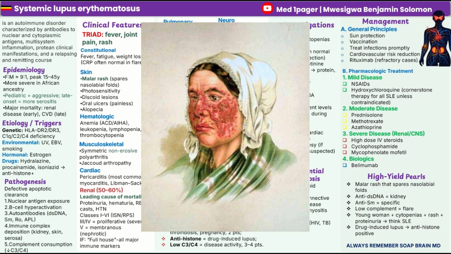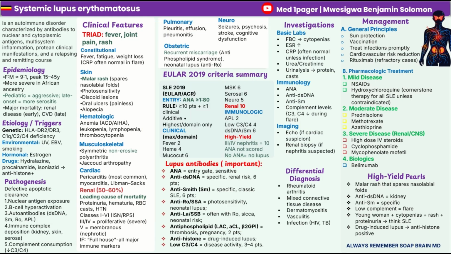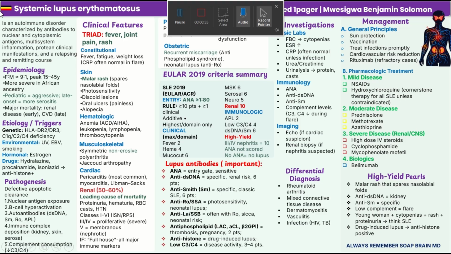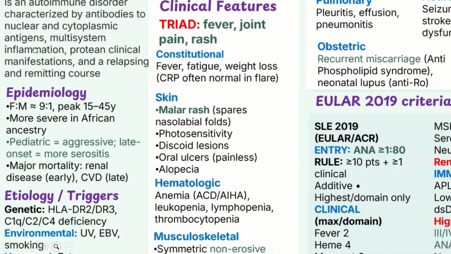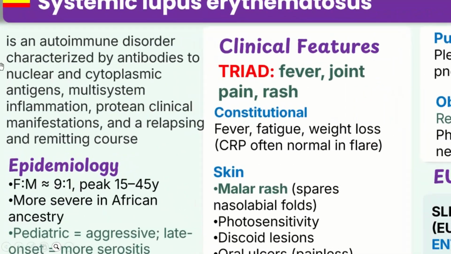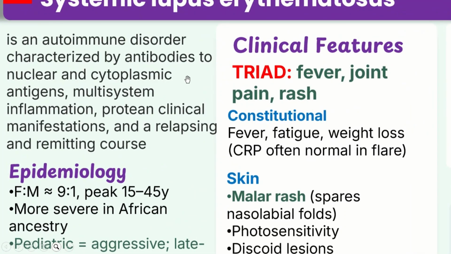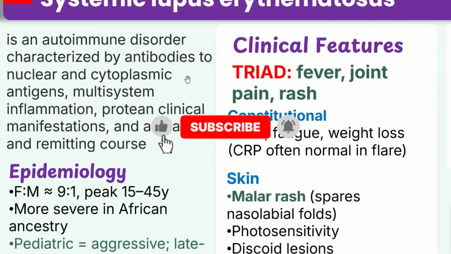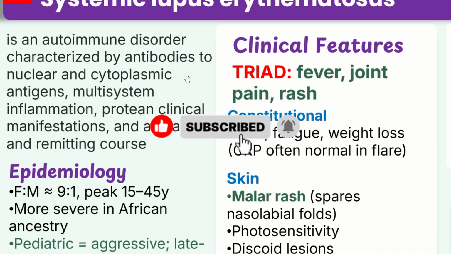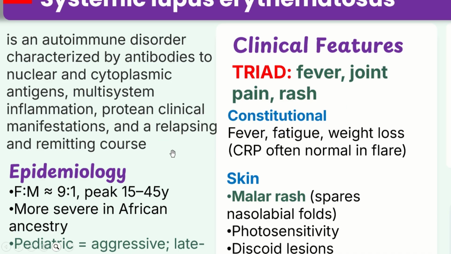So long ago, the doctors, as they were examining patients who had lupus, found that they have this rash on the cheeks that looked like wolf bites. To me, it doesn't look like wolf bites, but I wouldn't know anything about that. So when you think about lupus, this is an autoimmune disease that is going to be characterized by antibodies to nuclear and cytoplasmic antigens, and it's going to cause multisystem inflammation, protean clinical manifestations, and a relapsing and remitting course. We're going to have it on and off. We're going to have flares. That is what we are talking about.